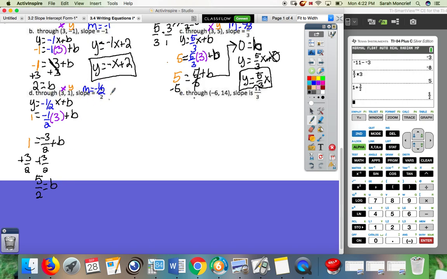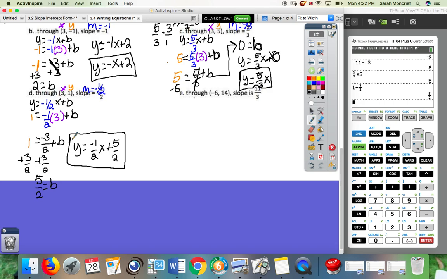Now that I have my m and I have my b, I can plug them in. So I have y is equal to negative 1 over 2 x plus 5 over 2. And that is my equation.